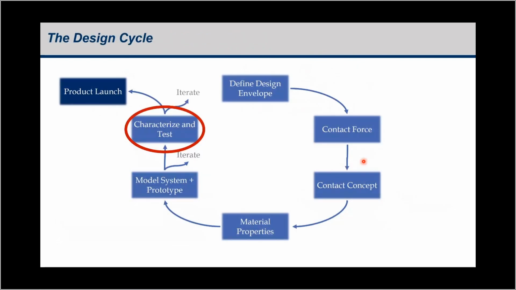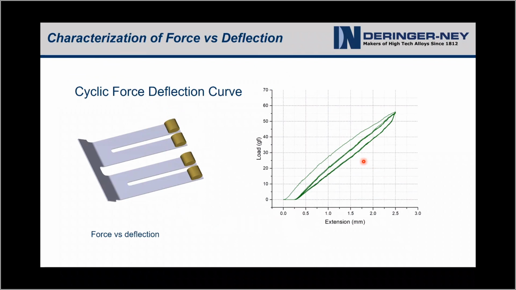So after you've built, say, a model that you're happy with and that you think is worthy of going through some characterization and testing, right, we get into characterization. One typical characterization tool is simply a cyclic force versus deflection curve, where, say on a uniaxial tension compression test bed, we have a load cell set up, and we can deflect the contact.